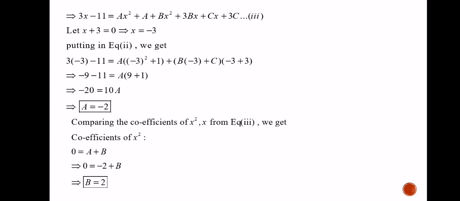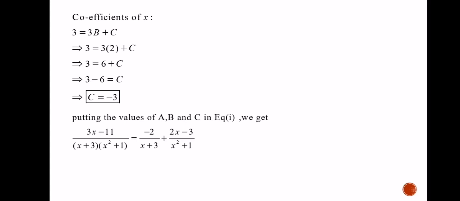For this we compare the coefficients of x from equation number 3. We get 3 is equal to 3b plus c. Since we have the value of b, substituting b by 2, we get the value of c as minus 3. The last and very important step is to put the values of a, b and c in equation number 1. We get 3x minus 11 divided by x plus 3 into x square plus 1 is equal to minus 2 by x plus 3 plus 2x minus 3 whole divided by x square plus 1.